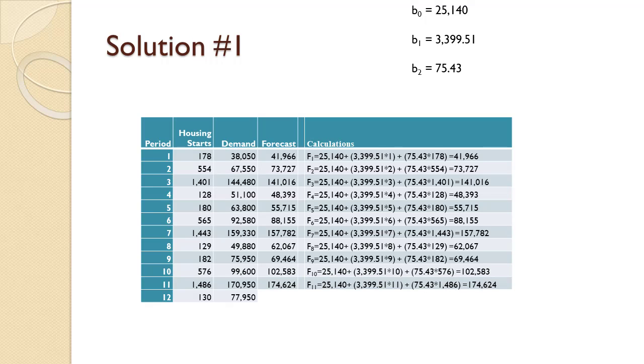F11 equals 25,140 plus 3,399.51 times 11 plus 75.43 times 1,486 equals 174,624. F12 equals 25,140 plus 3,399.51 times 12 plus 75.43 times 130 equals 75,740.